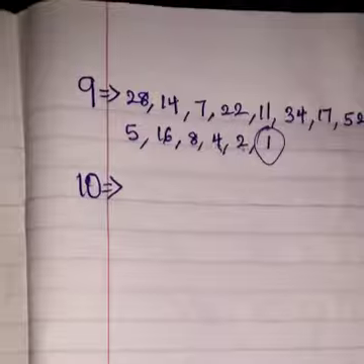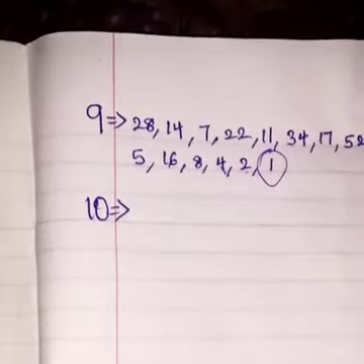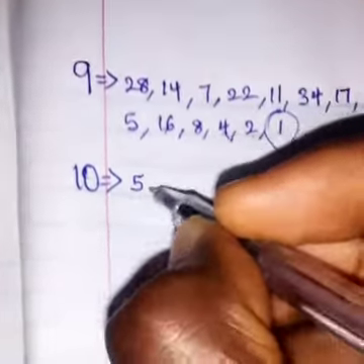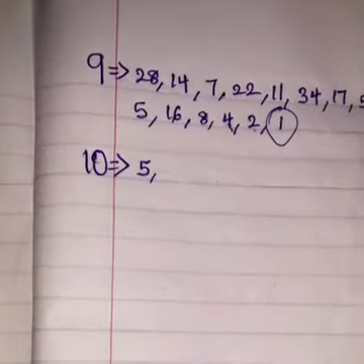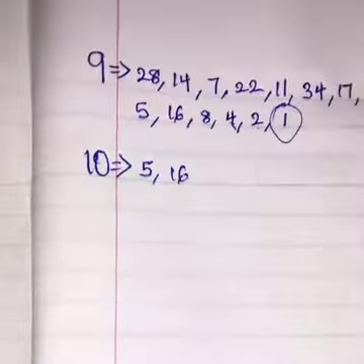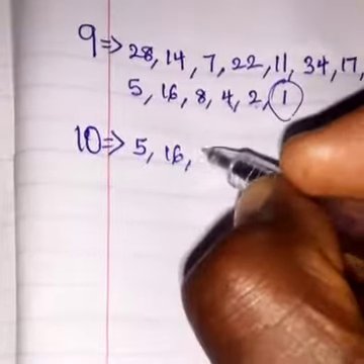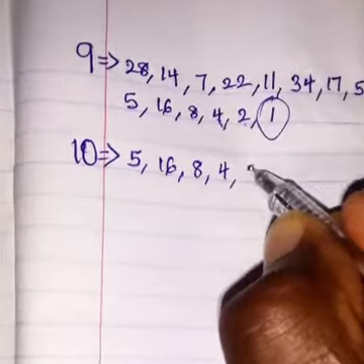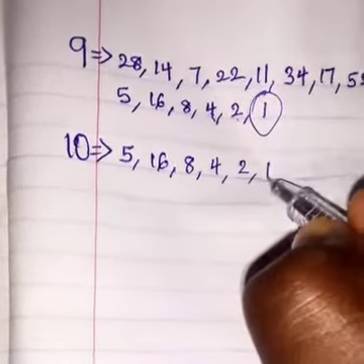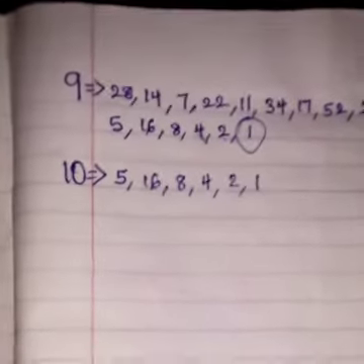Another number. 10 is even. So you divide it by 2. We have 5. 5 is odd. You multiply it by 3. 15 plus 1. We have 16. 16 divided by 2. We have 8. 8 divided by 2. 4. 4 divided by 2. 2. 2 divided by 2. 1. So we arrive at 1 here also.